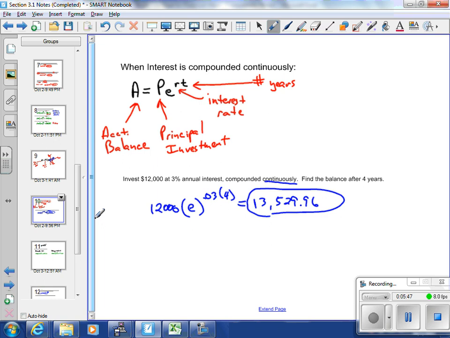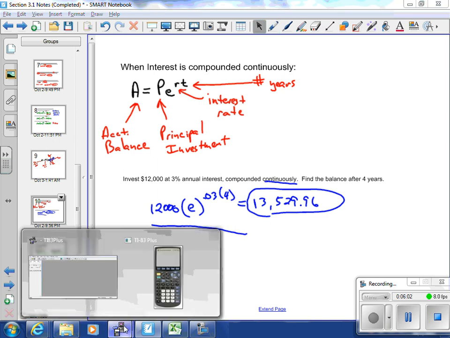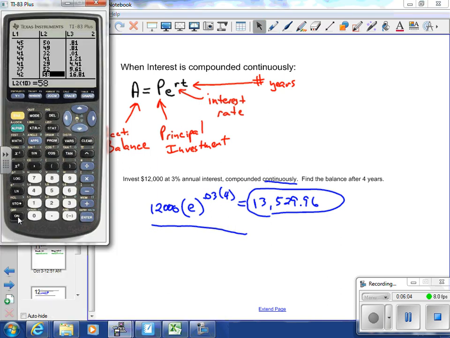And here I've given an example of how this works. $12,000 invested at 3% annual interest compounded continuously. We plug it in just like we've got here. 12,000 is the original. E is the number e. 0.03 is the interest rate. And 4 is the number of years. So how I type that in, just to demonstrate this for you, is I'm going to type in 12,000. Then I'm going to press second natural log to get e to the power of, and in that parentheses I'm going to put 0.03 times 4.